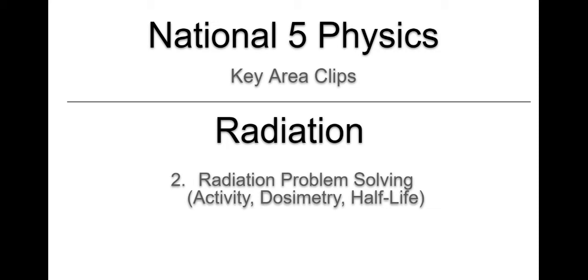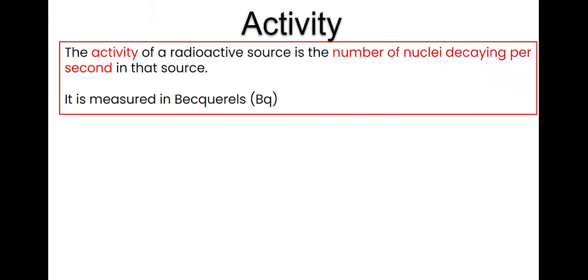Hello. Today we're going to be having a look at the second part of the radiation topic in National 5 Physics. We're going to be looking at some problem-solving areas, looking at activity, dosimetry, and half-life. So, let's get started. Activity, first of all.